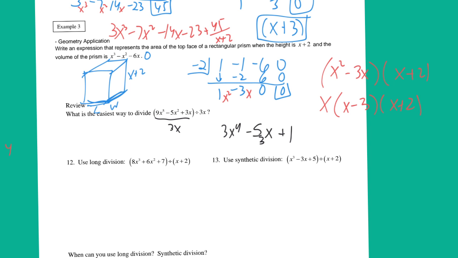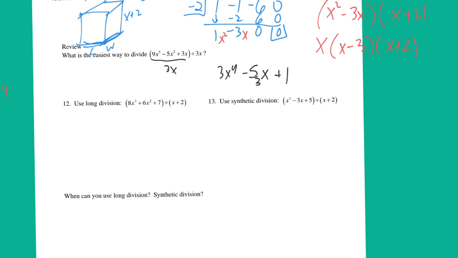Okay, so the next one I would say is, it says use long division. You're like, I don't want to do that. Well, if you look at it, and if you do it with long division, or if you do it with synthetic, you can check it because it can be done either way. And so make sure that, okay, if it says do it the one way, follow the directions. Okay, so you get 8x cubed plus 6x squared plus 0x and then plus 7. Placeholders are important.